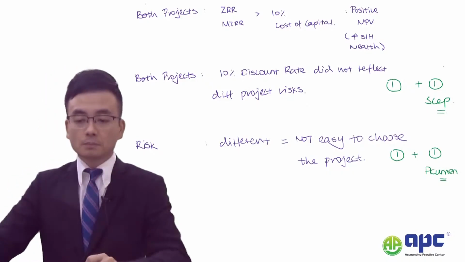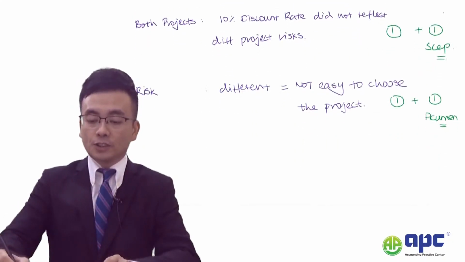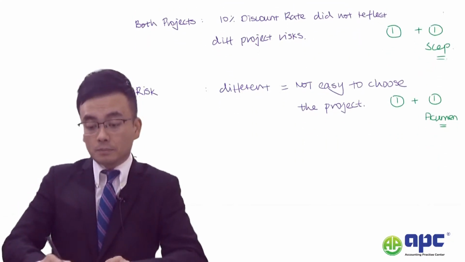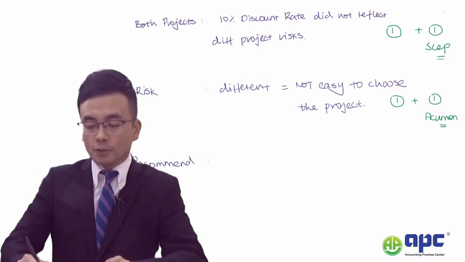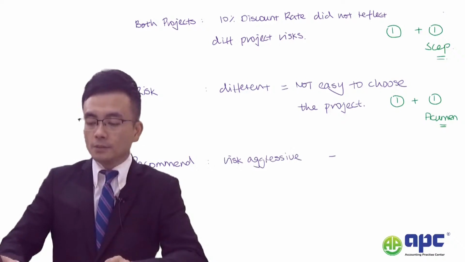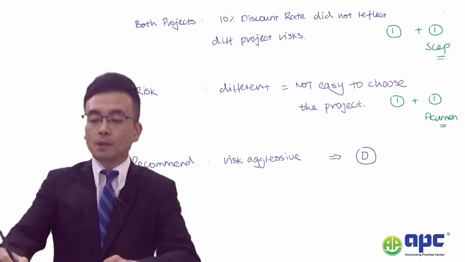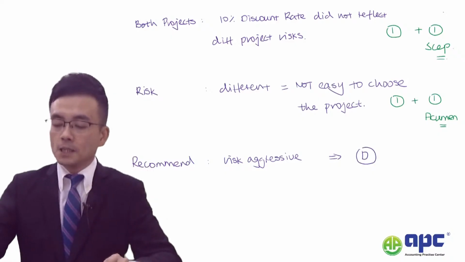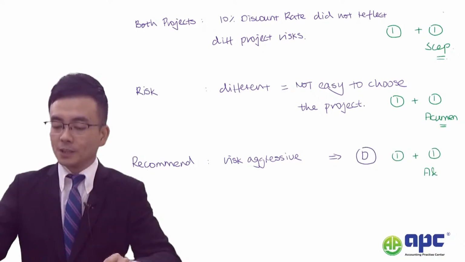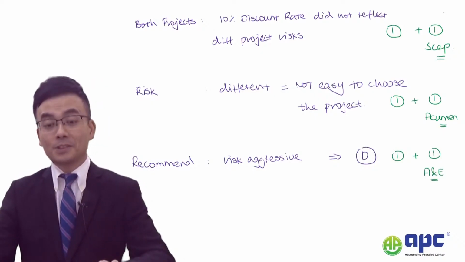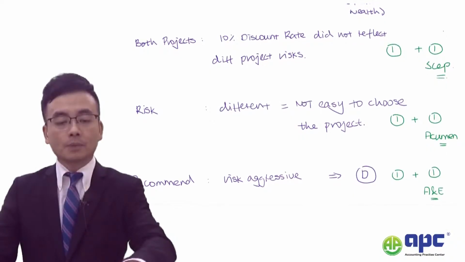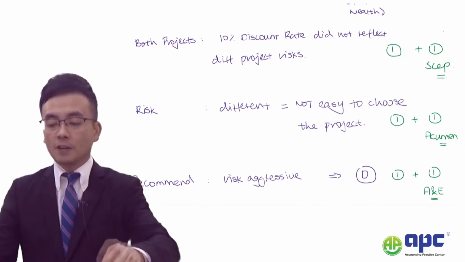All right. So therefore, you can make your conclusion on which project you should go ahead with. If you're a risk-aggressive decision maker, you can consider the riskier project here. Now, according to the mark allocation here, it's 1 technical mark and also 1 analysis and evaluation professional mark. So you can see there that we are given 5 professional marks.